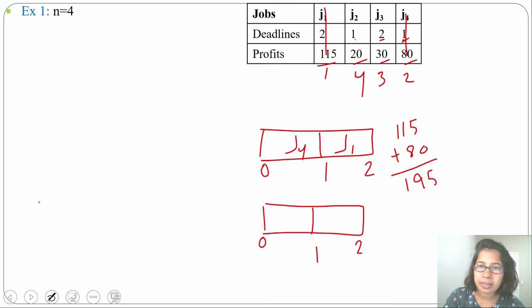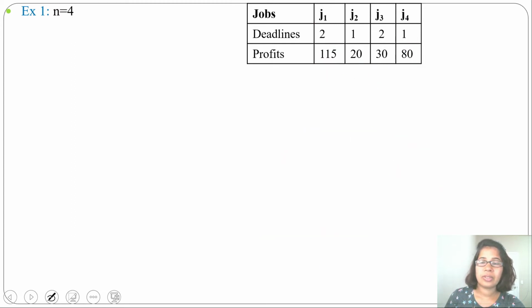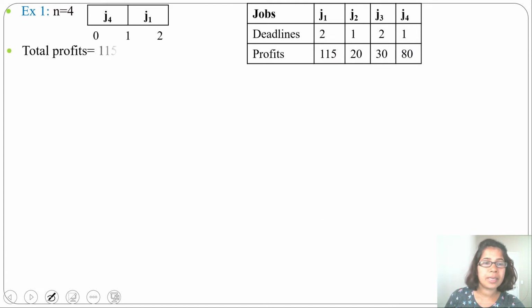Suppose in the Gantt chart J1 deadline is 2, I'll keep J1 here. Then I'll get profit 115. Next job is J4, but its deadline is 1, so I cannot do J4 now, as in time slot 1 already one job is there. So if I keep J1 in time slot 1 to 2 in the last deadline, then I can do job 4. So there is just one sequence possible, job 4 followed by job 1, and the maximum profit I will get is 195.